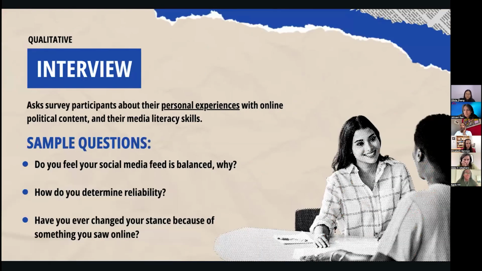On the qualitative side, 12 to 20 of those survey respondents would be asked questions about their personal experiences with online political content and their media literacy skills. Some sample questions could include: Do you feel your social media feed is balanced? Why or why not? How do you determine reliability? And have you ever changed your stance on an issue because of something you saw online?